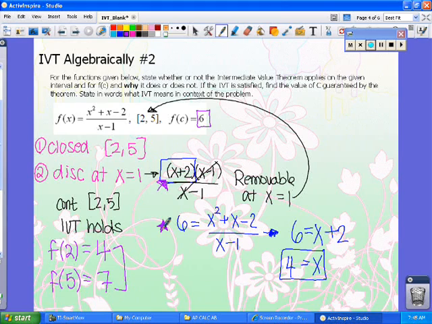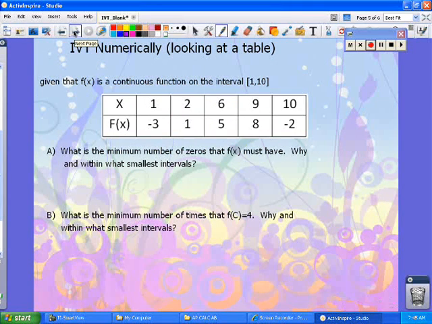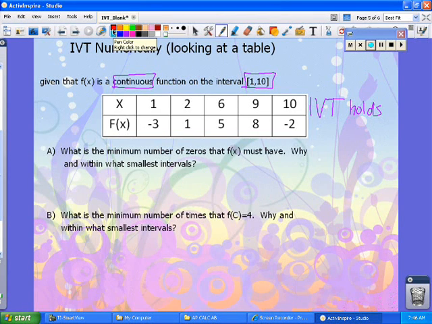Let's see. And the last one I have here is numerically. So IVT numerically, we're really looking at a table. It says, given that f of x is a continuous function from 1 to 10. So I know that it's continuous because I said so. I can tell it's closed because it said so. So I know just by those two things that IVT holds. Okay, what is the minimum number of zeros that f of x must have? And the reason why we say minimum is IVT only guarantees a minimum of 1. So we could actually have more and more.